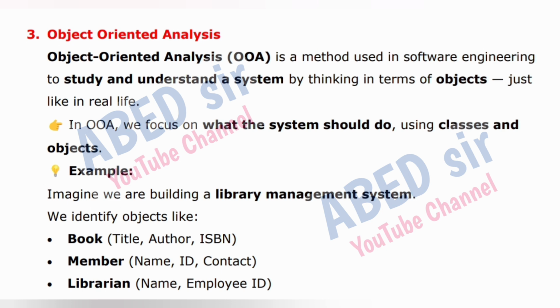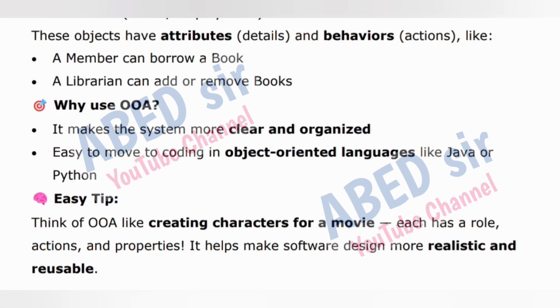Example: imagine we are building a library management system. We identify objects like book: title, author, ISBN. Member: name, ID, contact. Librarian: name, employee ID. These objects have attributes, details, and behaviors, actions, like a member can borrow a book. A librarian can add or remove books.